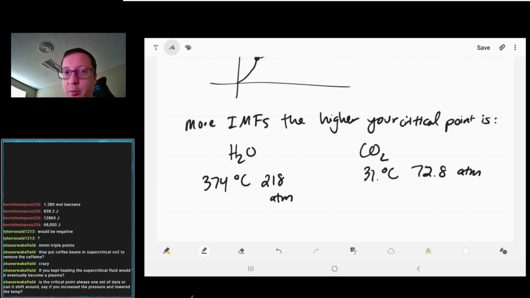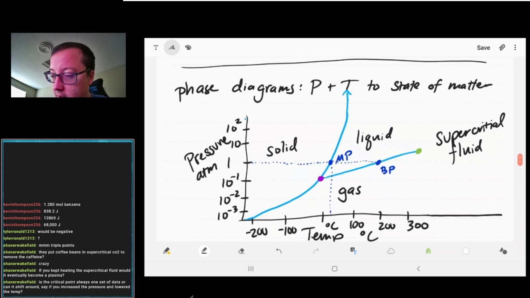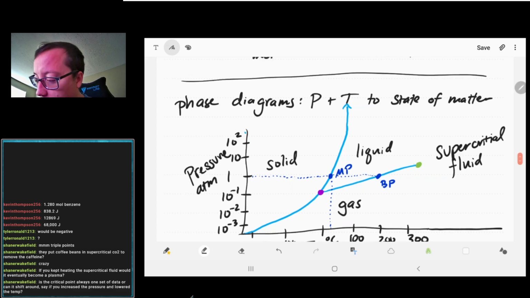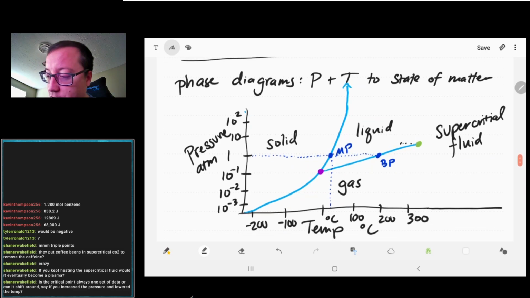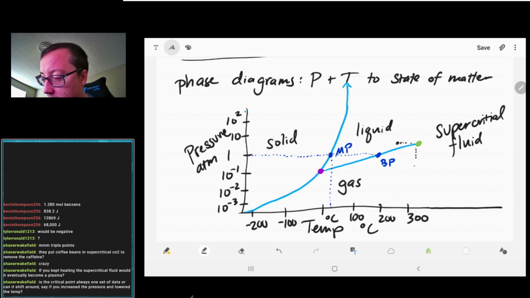Nope, critical point is 1 point. So it is the temperature and pressure at which that change happens. So if we look at a graph like this, if we change our temperature or pressure, we would be going away from it. So if we were to lower the temperature, we would be a liquid. If we were to lower the pressure, we would be a gas. If we were to increase the pressure, we would still be a liquid. If we were to increase the temperature, we would still be a gas.